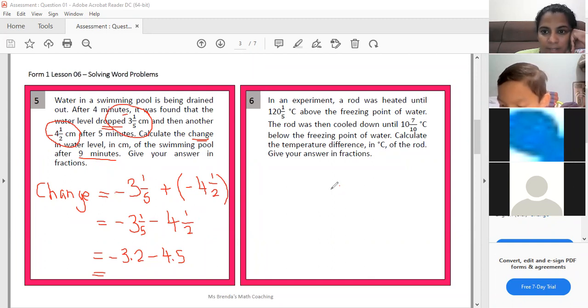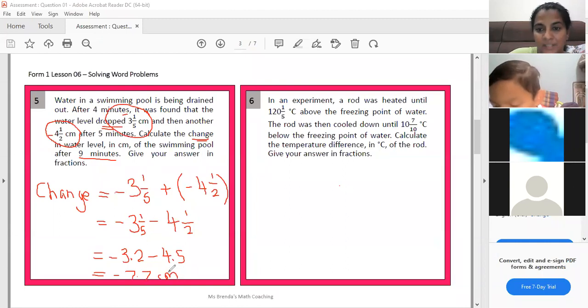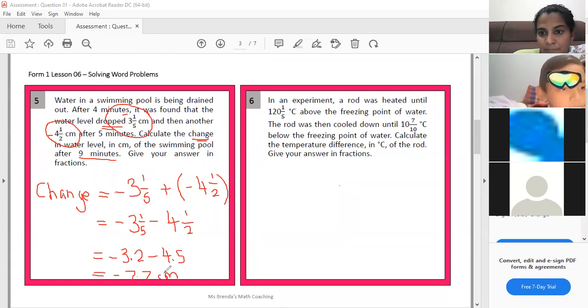That's right. Okay, Siddharth correct. Danya correct. Remember one thing, Siddharth, your negative sign. Okay. So this is negative 7.7 centimeters. Of course, the meaning of the word negative is dropped over here. It has dropped 7.7 centimeters.